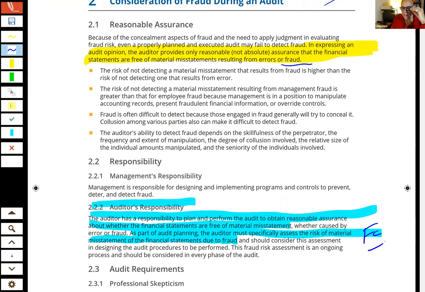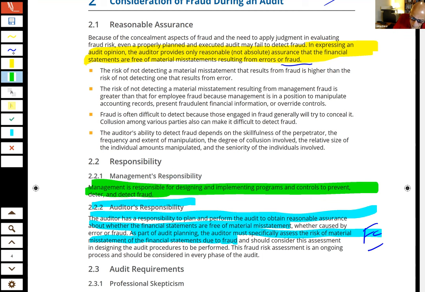In other words, did you see those fraud risk factors? Did you see them affecting the risk of material misstatement? And did you respond accordingly? Now, management is responsible for designing and implementing programs to prevent fraud.